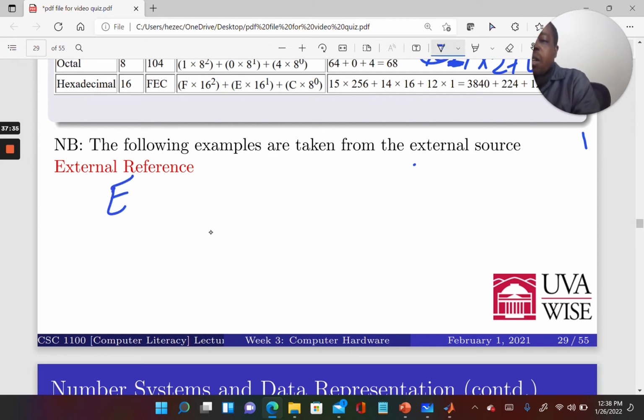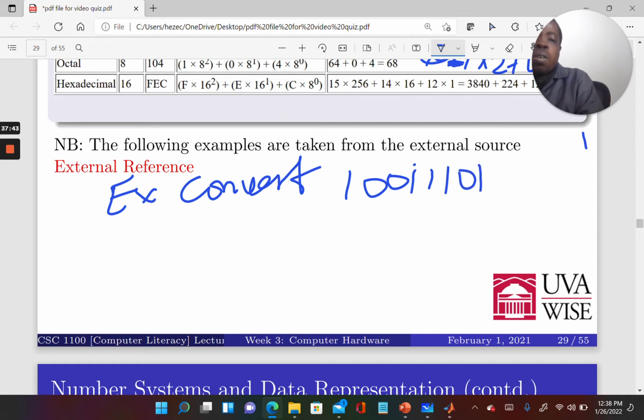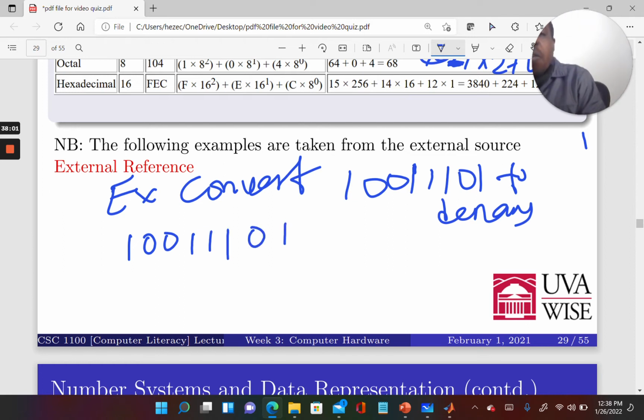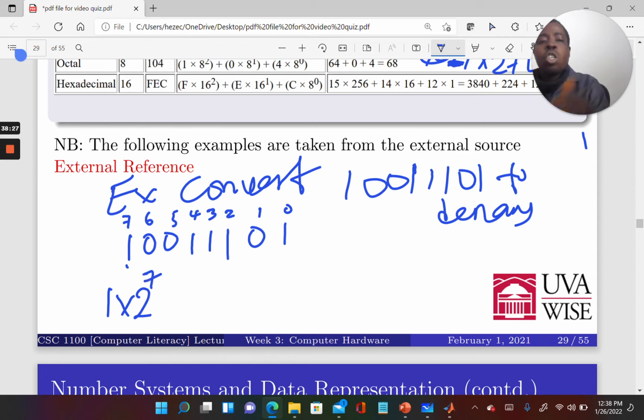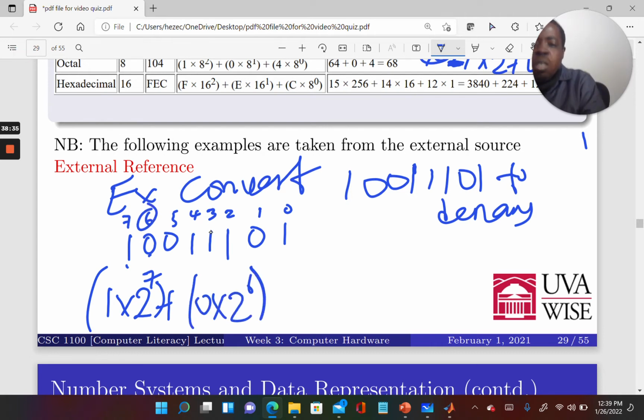Let me give you one more example. Let's convert 100111101, a binary number, to a denary number. So what do you have to do? You write out this number, then you start from the last one and label from 0, your index 0, 1, 2, 3, 4, 5, 6, 7. Then you pick up all the digits one by one with your base 2 and raise them to each index. So you have 1 times the base raised to power 7, always with base 2, plus 0 times the base raised to power 6, and so on and so forth.